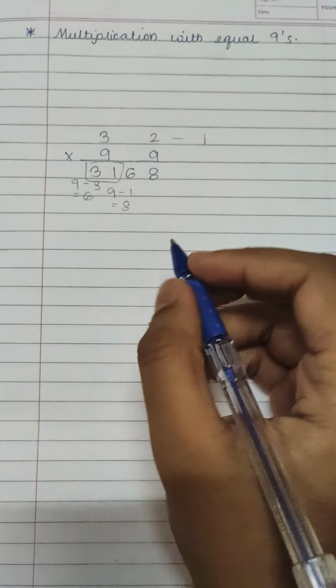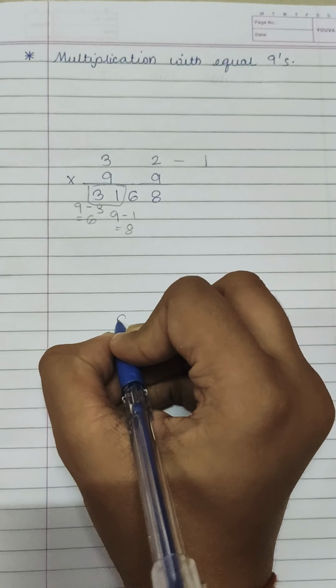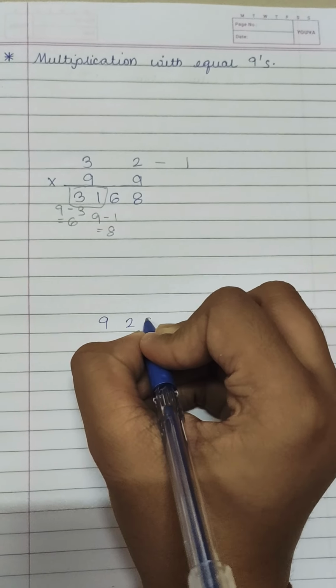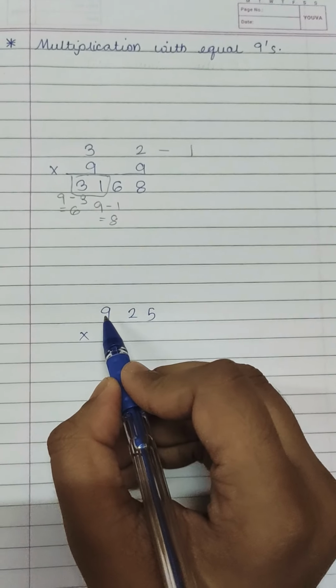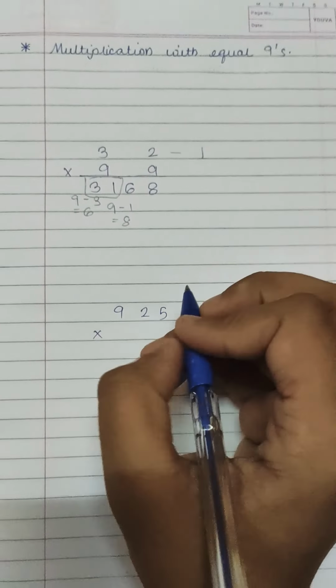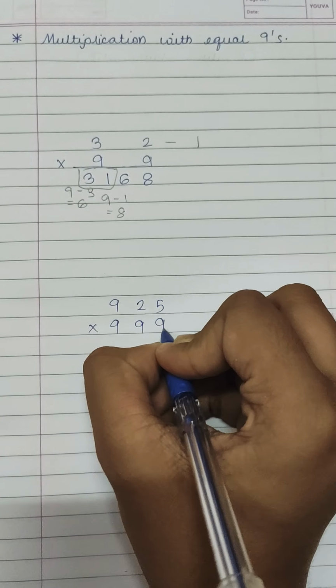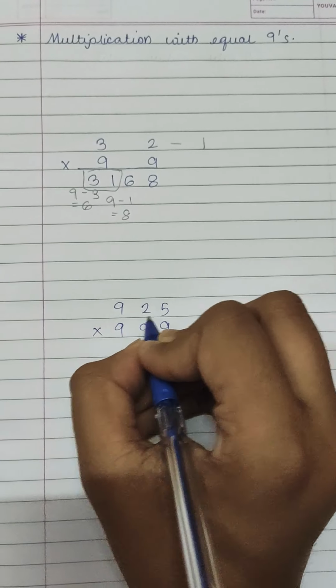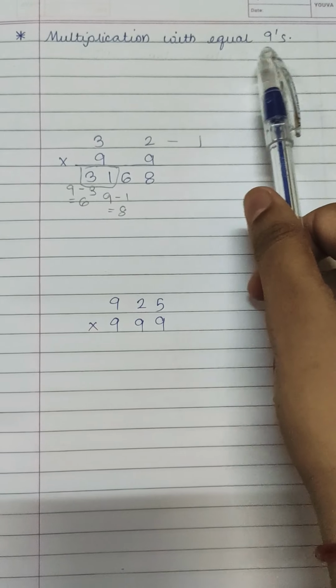Okay, so I'll give you one more example. 925 multiplied by, these are how many digits? 1, 2 and 3, right? So multiplied by 9, 9 and 9. These are 3 digits, so 9 will be also 3 because equal 9s.